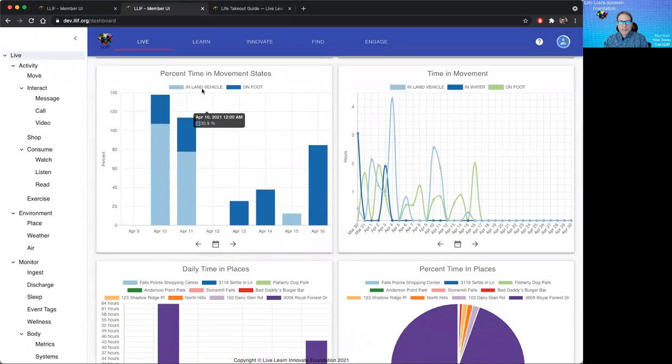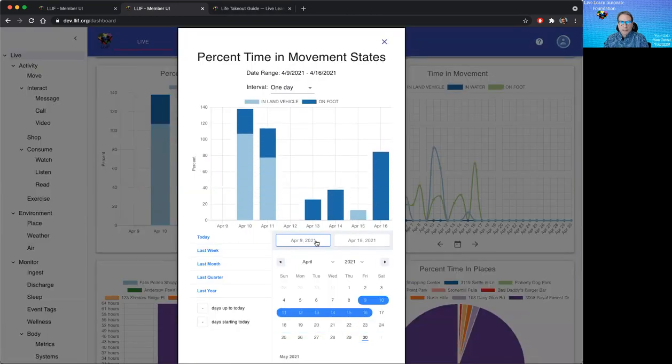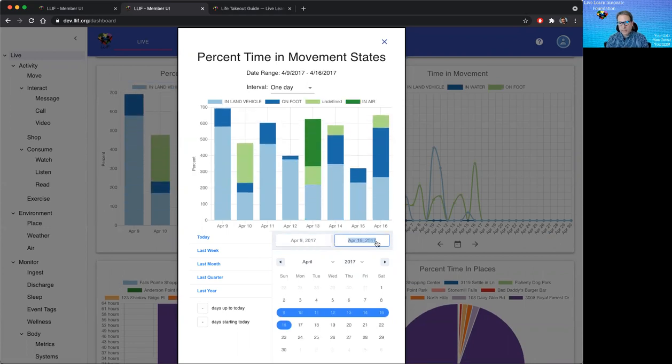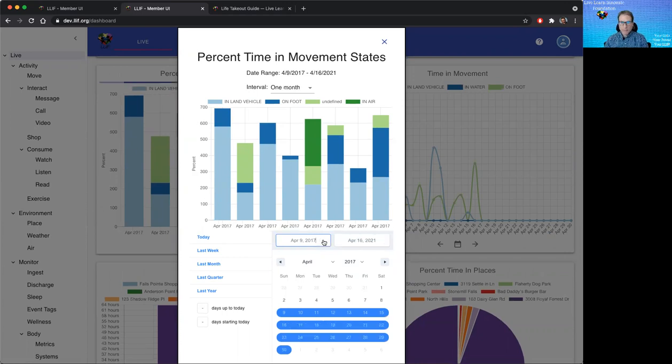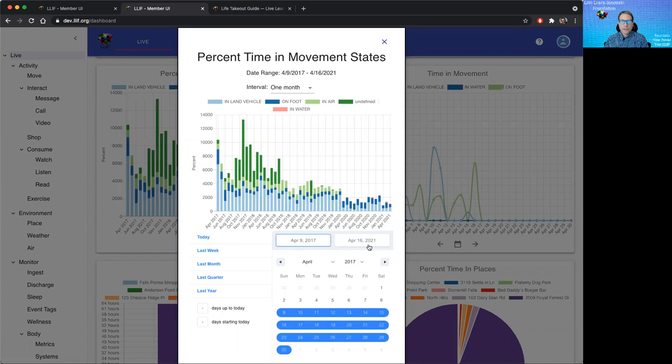Percent time and movement states. I traveled a lot in the 2019, 2018 time period. Let's see, we can probably even go back to 2017 with this data. Might even took a little time there. You saw that. So we are getting this data from Google at long. We will be collecting it ourselves. You'll get these sorts of visualizations if you log in.